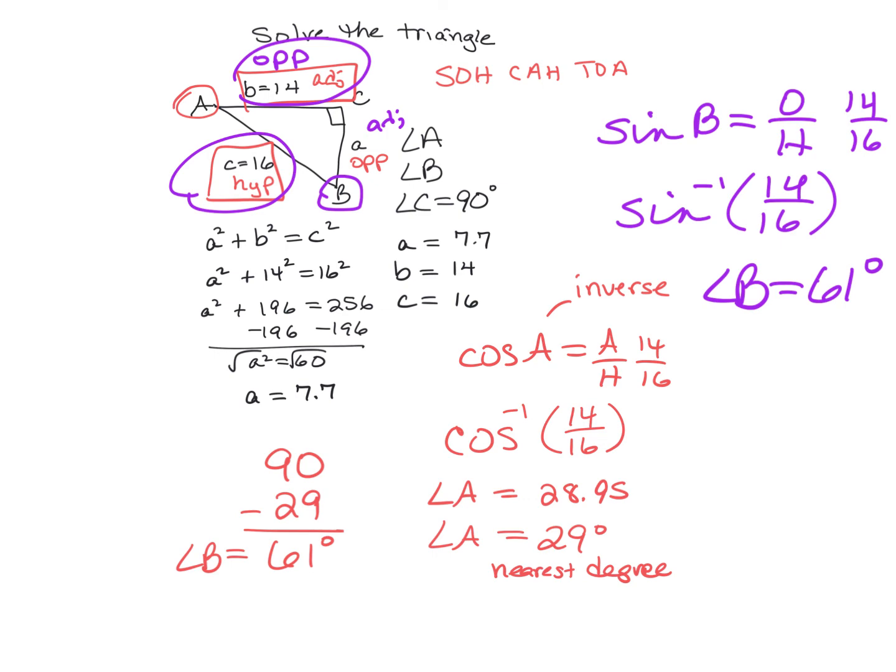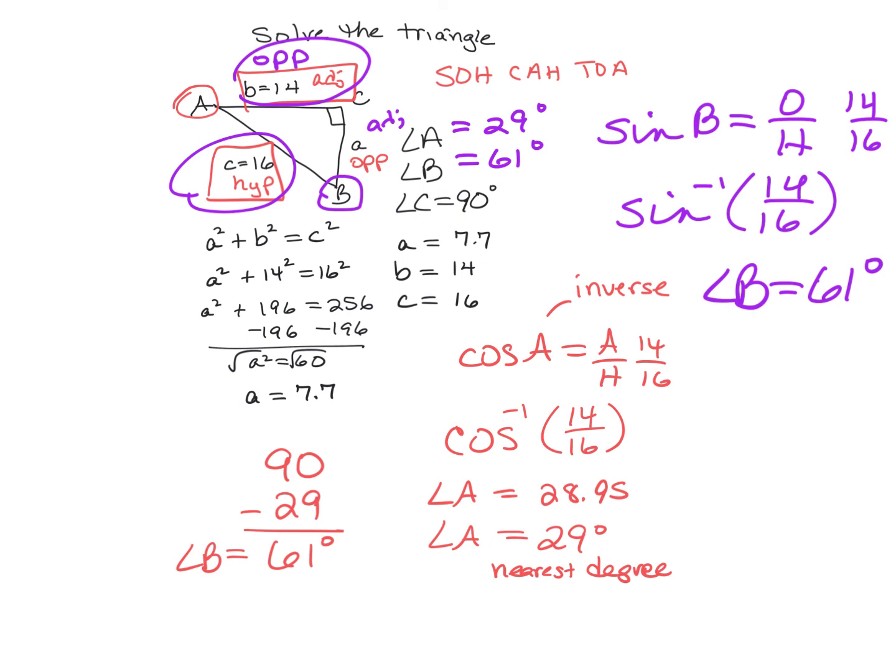So again, when you're solving this, we're finding all of the angle measures. So A was 29 and B was 61. The three angles should add up to be 180. If they don't, you've done something wrong. Also, make sure your sides make sense. The hypotenuse should be the biggest number. If it's not, you've done something wrong.